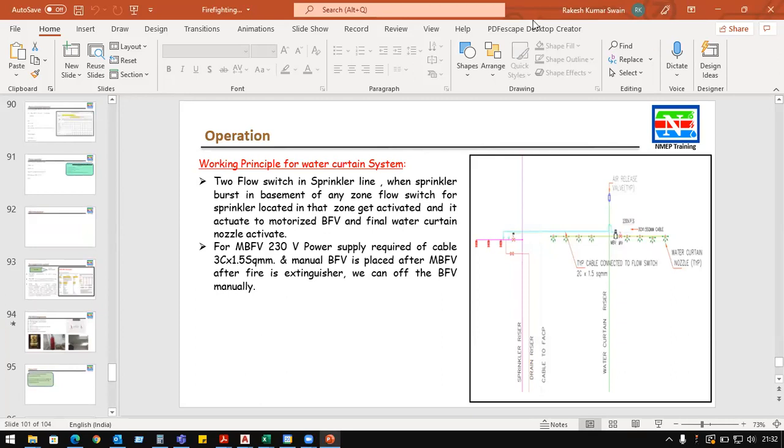So firefighting is complete. Fire alarm will start. When you are available for 2 hours, you tell me: tomorrow, day after tomorrow, this week. I want 2 hours for fire alarm. One day I'll complete. Sir, one more doubt.